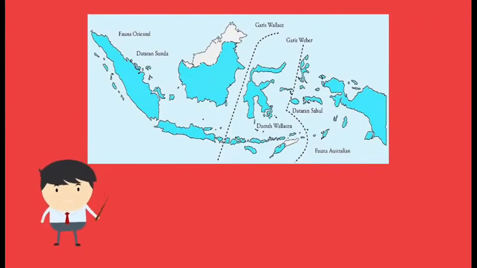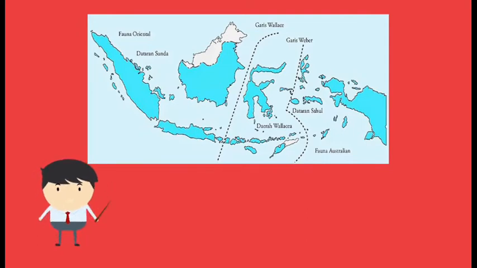Flora and fauna in the western part of Indonesia are called Asiatic type. The Asiatic region is bounded by the Wallace Line, an imaginary line north and south that lies between Kalimantan and Sulawesi and between Bali and Lombok.